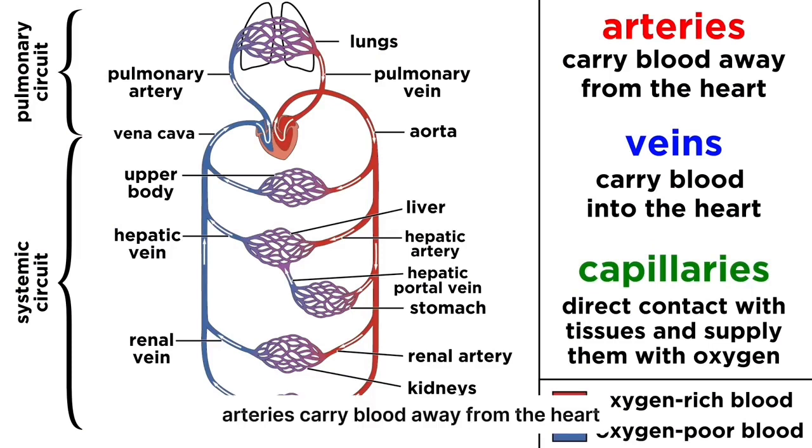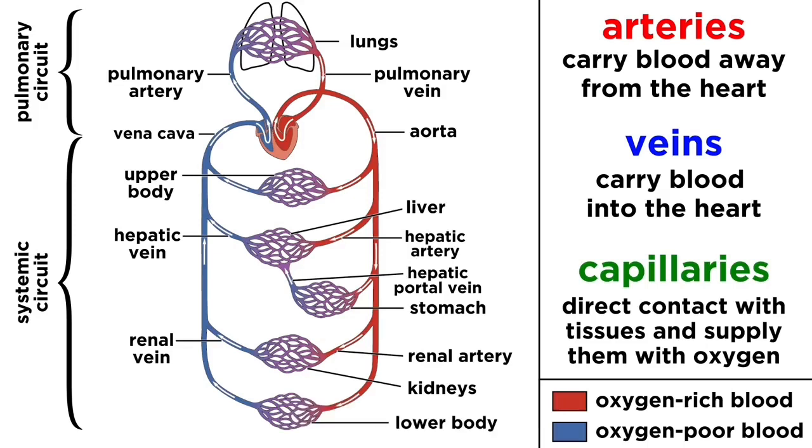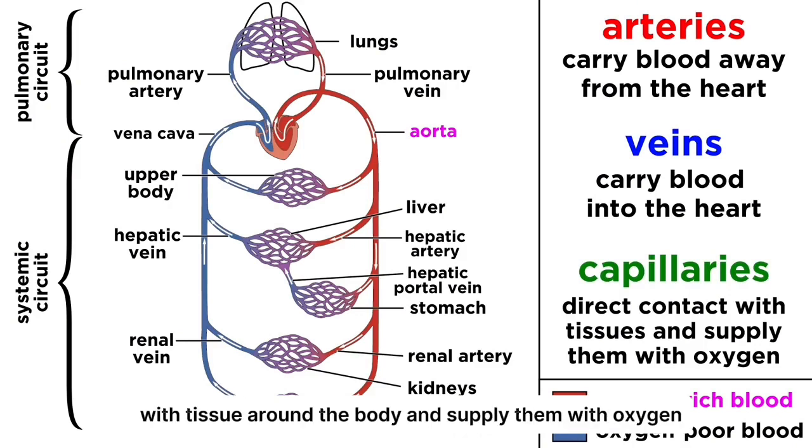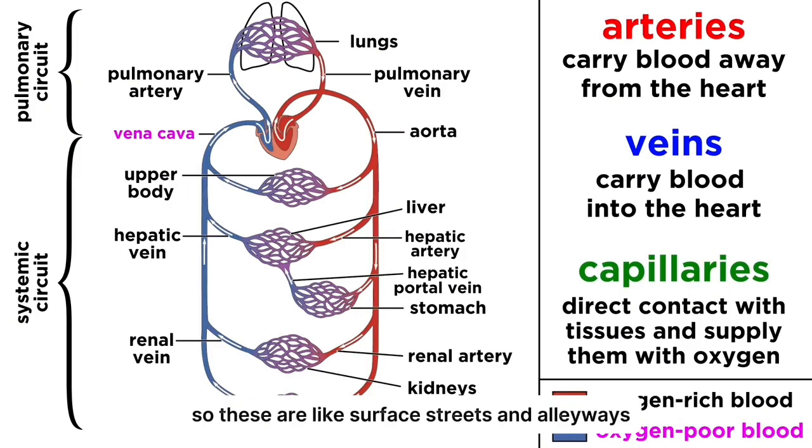Arteries carry blood away from the heart and branch out as they go, becoming smaller and smaller. Veins carry blood into the heart, so they merge and become larger as they approach the heart. And then capillaries are the smaller vessels that make direct contact with the tissue around the body and supply them with oxygen. So these are like the surface streets and alleyways.